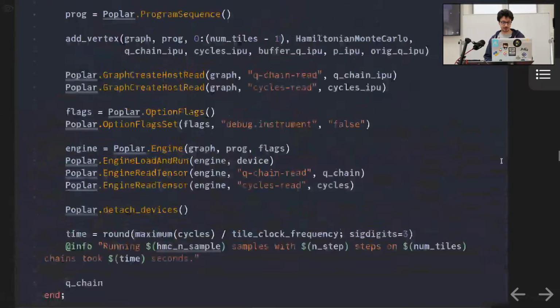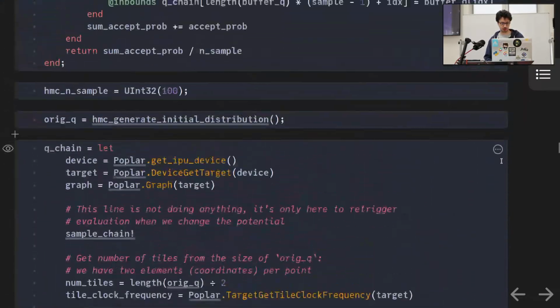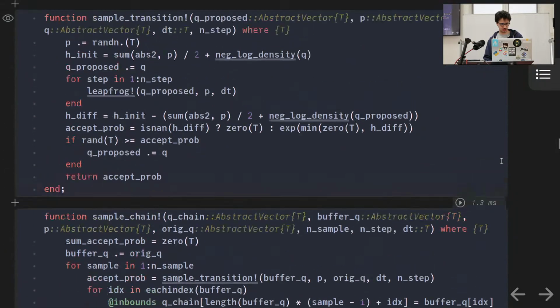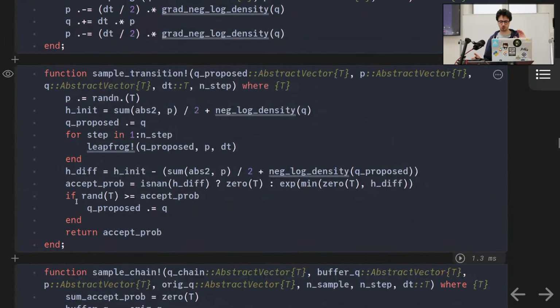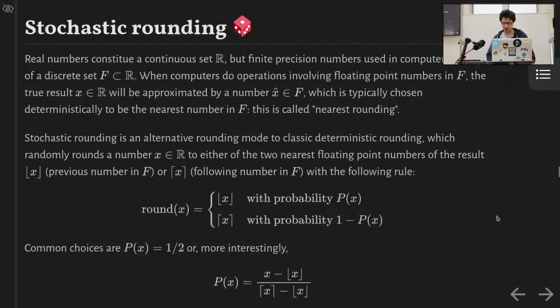It's interesting, the Hamiltonian Monte Carlo, because I wanted to showcase that you can use very loopy code and branches. There is no problem because the way you write an IPU kernel is much closer to a CPU rather than a GPU. So you can use whatever constructs you're used to on a CPU, and that's completely fine. The last bit I wanted to talk about for the IPU is stochastic rounding.